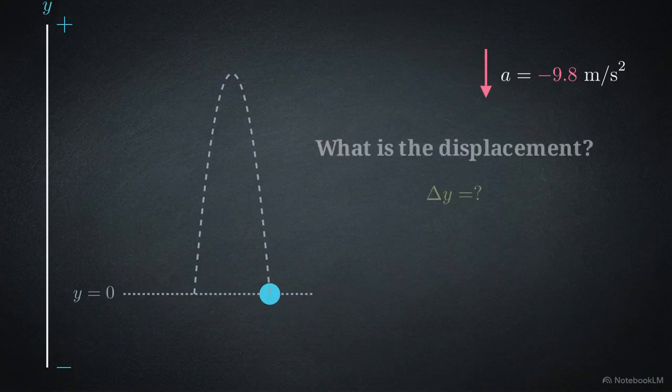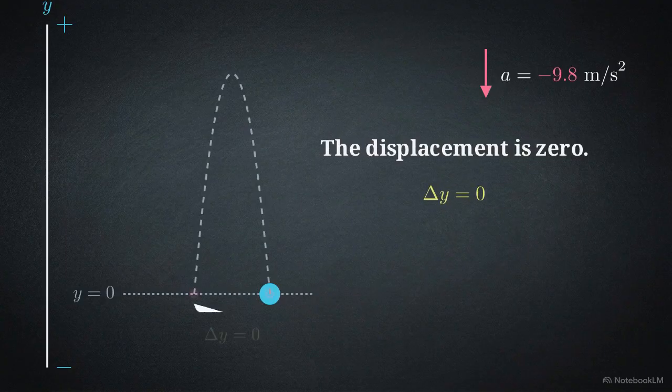Let's test your understanding of these values. Pause the video and determine the ball's displacement if it is caught at the same height it was released. Take a moment to reach a conclusion. The displacement is 0. Because the starting and ending positions are identical, the net change in position is 0.